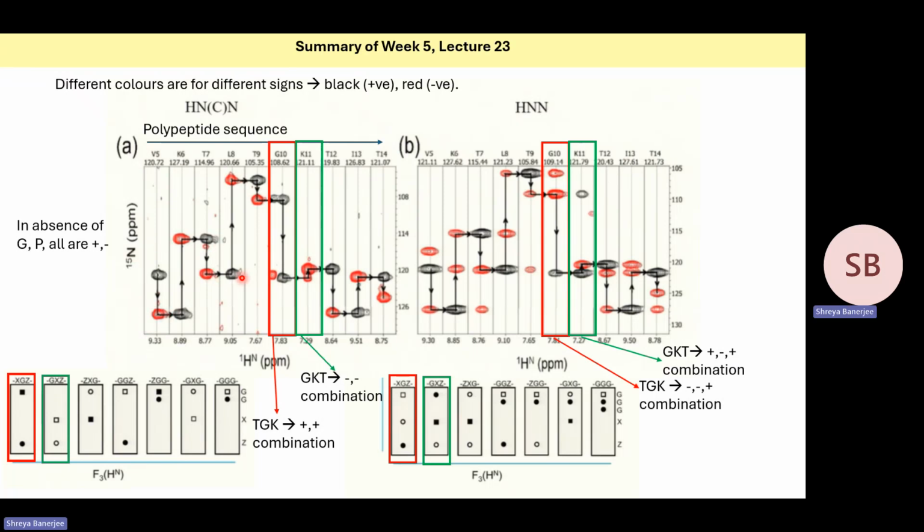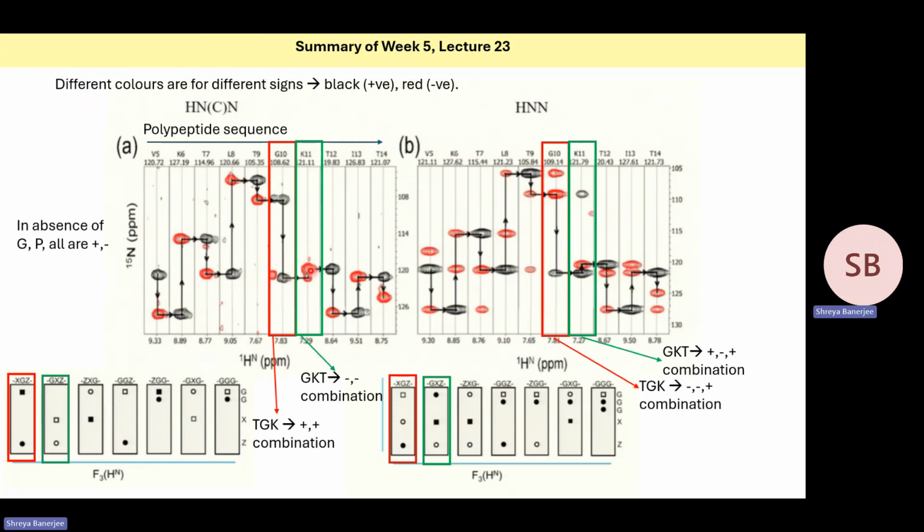Where you get a different thing is when you have glycine. If you look at this red rectangle here, the three amino acids are T, G, and K. When you have glycine in the middle position, you can see both peaks are black, that is positive. Indeed, that is what you observe. Both peaks are black, that is positive.